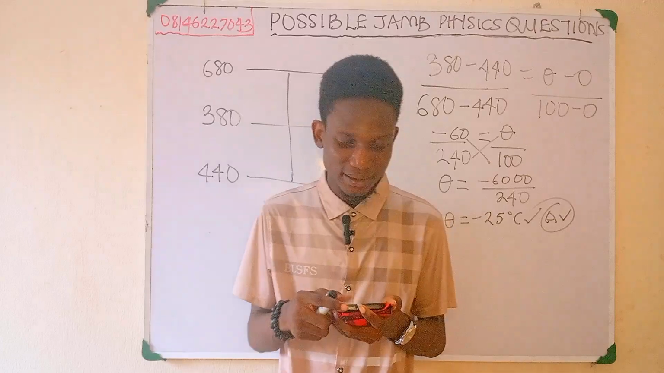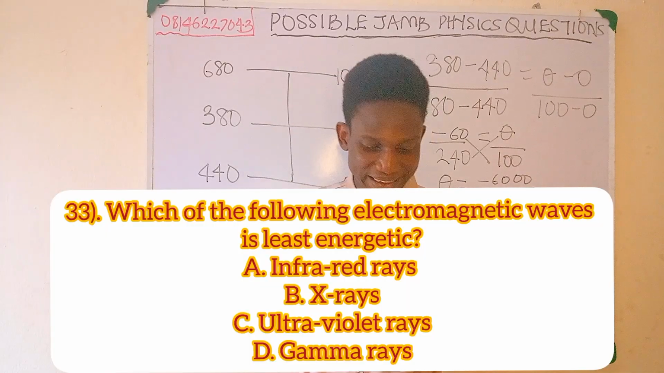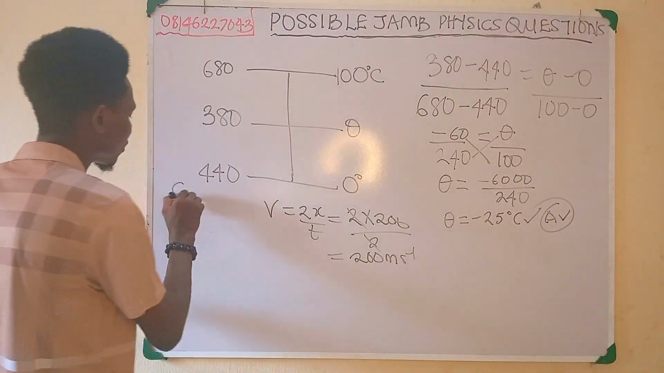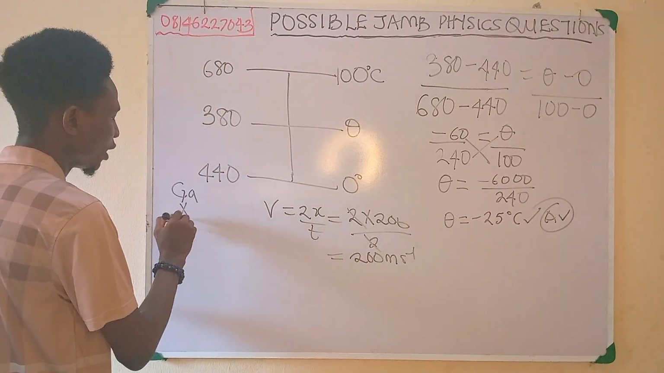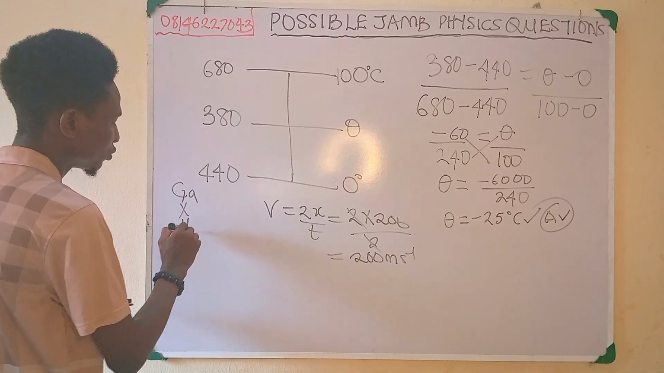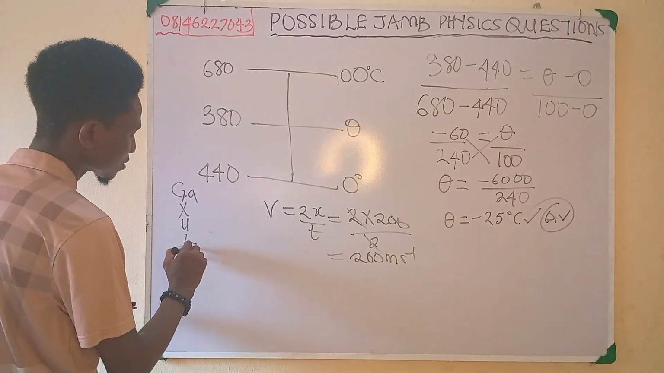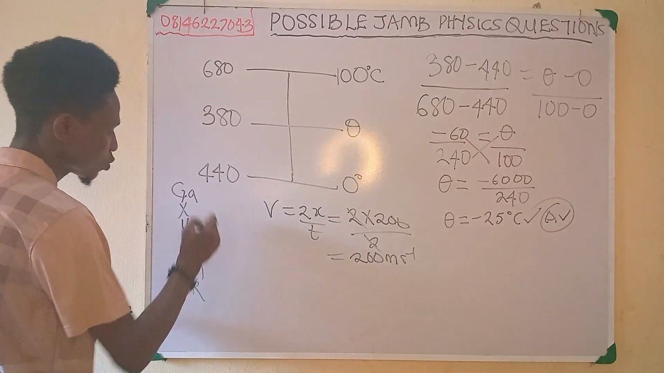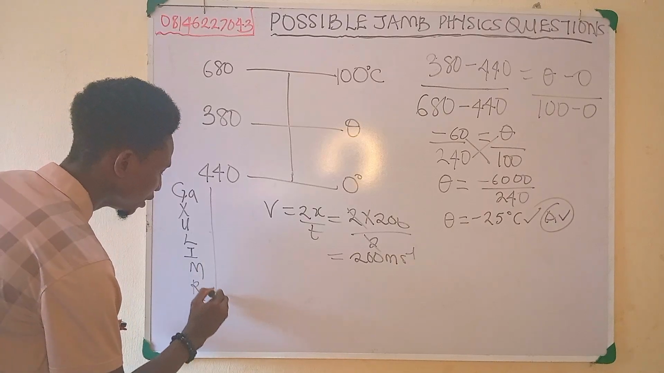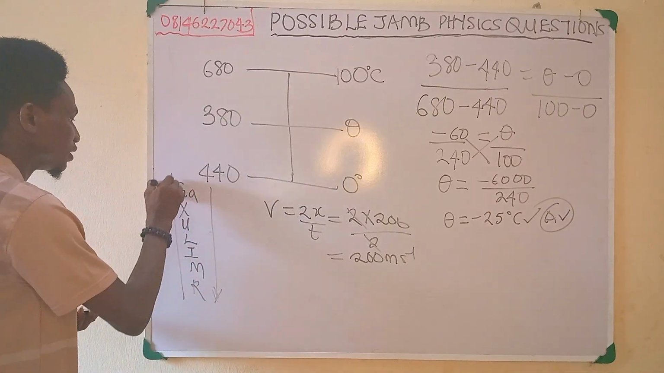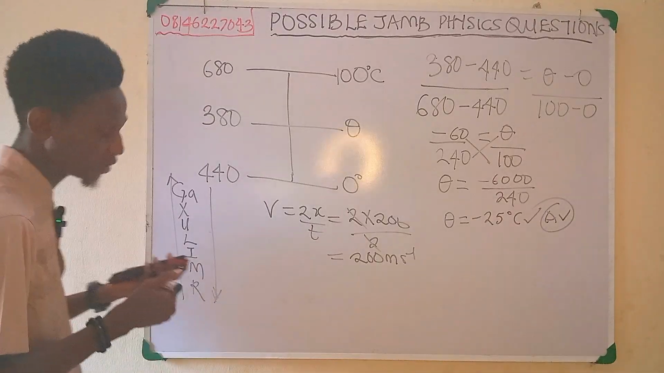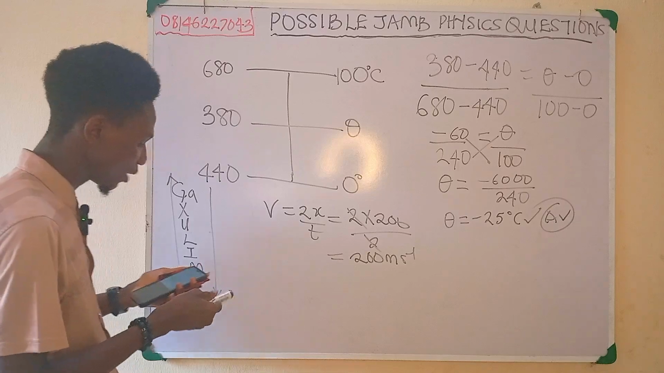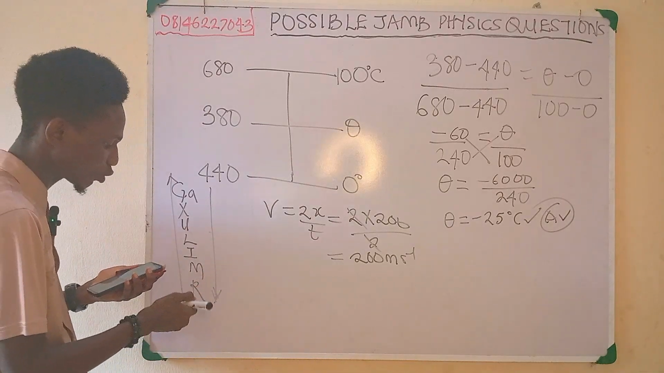Now let's quickly move. Number 33, it says which of the following electromagnetic waves is least energetic? Now which of them is least energetic? So we have different electromagnetic waves. We have the gamma ray, the X-ray, the ultraviolet ray, the visible light, the infrared ray, the microwave, and the radio wave. In this order, the energy reduces downward and increases upward. So the question says which of them has the least. If you look at it very well, it's the infrared ray that is at the bottom in this question.